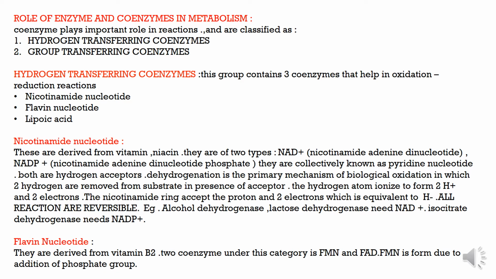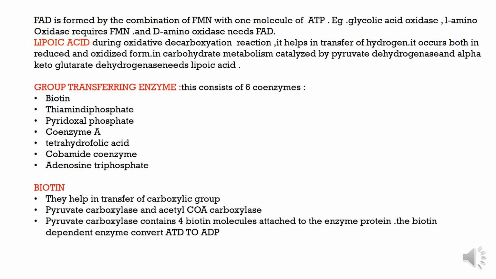All reactions are reversible. Example, alcohol dehydrogenase and lactate dehydrogenase need NAD plus. Isocitrate dehydrogenase needs NADP plus. Flavin nucleotides are derived from vitamin B2. The two coenzymes under this category are FMN and FAD. FMN is formed due to addition of a phosphate group. FAD is formed by the combination of FMN with one molecule of ATP, example glycolic acid oxidase. L-amino oxidase requires FMN and D-amino oxidase needs FAD.